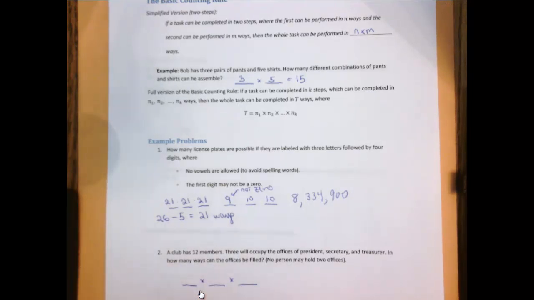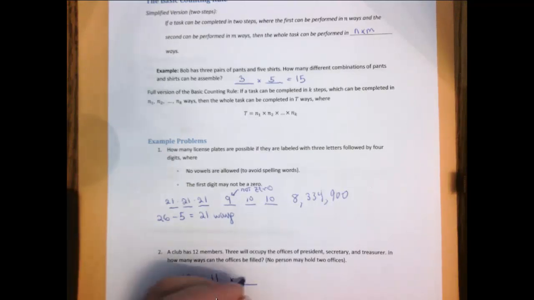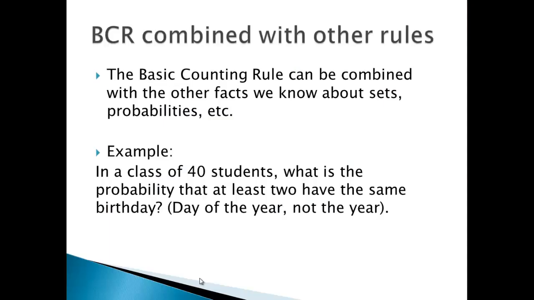Since there are a total of 12 people available, we know that there are 12 options to choose the person for the first office. Having made that selection, and since no one can occupy two offices, we're restricted to only 11 candidates for the next, and then finally 10 candidates for the final selection, and therefore we have 12 times 11 times 10, 1,320 ways possible.